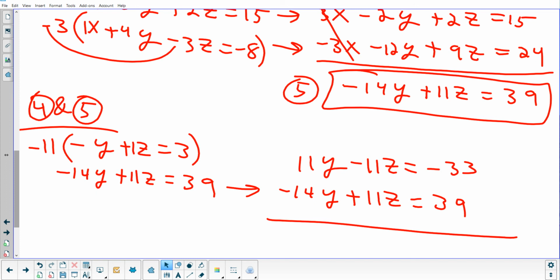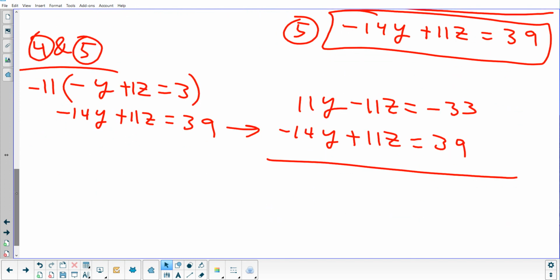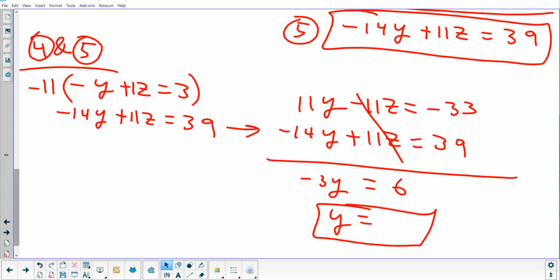Okay. When I add my y's, what do I get? Negative 3y. And my z's? They're gone. And my constants? 6. So that means y equals how much? Negative 2. Now from here, even though we only have one answer, we're like 90% done with the problem.